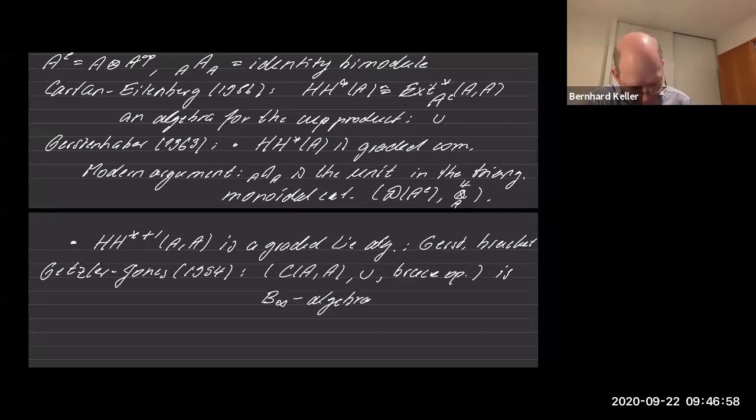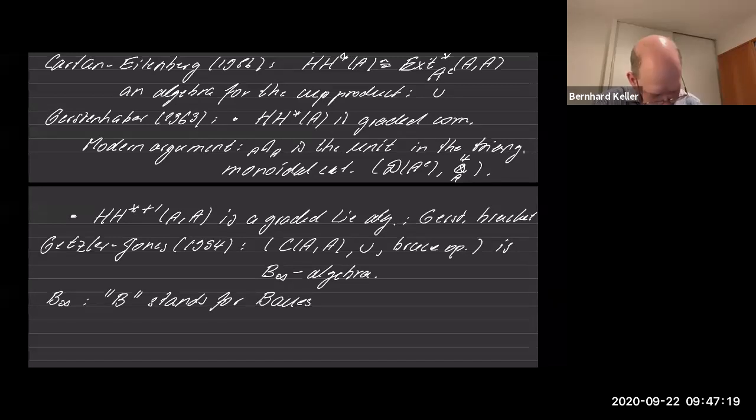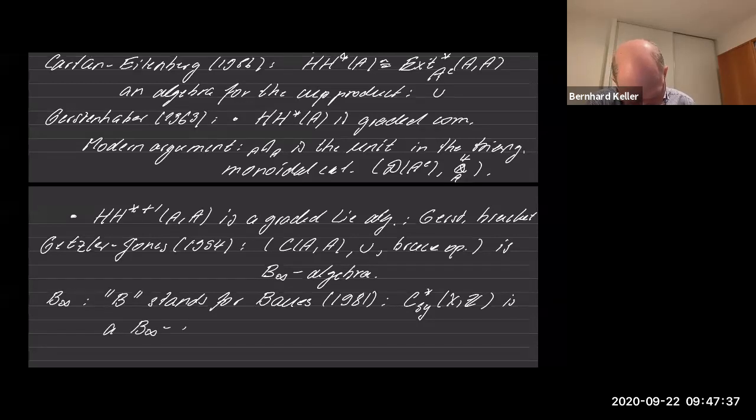Okay, so you might wonder where the letter B comes from. Maybe B-infinity because it's after A-infinity, but that's not the historical reason. The historical reason is that B stands for the initial of Baues, the German topologist Hans-Joachim Baues, who showed in 1981 that if you take singular cochains, say with integer coefficients, on an arbitrary topological space, then you get a B-infinity algebra for any topological space X.